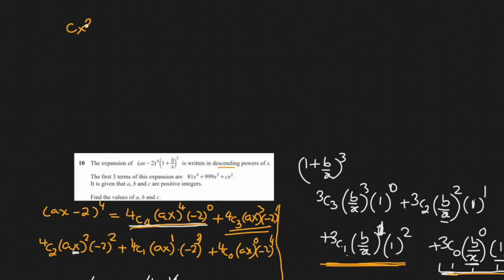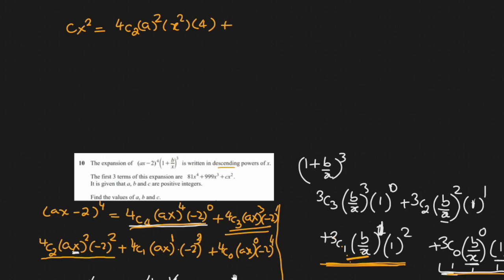Cx square will be equal to, obviously x square is here, so this will be one of the sum. So 4c2 a square x square and positive 4 minus 2 square will be positive 4. This will give x square by multiplying with this 1. Okay, what about an x cube divided by the same x, this one? So x cube divided by this will give me x square. So plus x cube. What did we get for x cube?